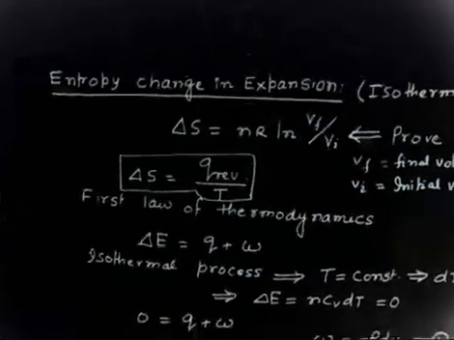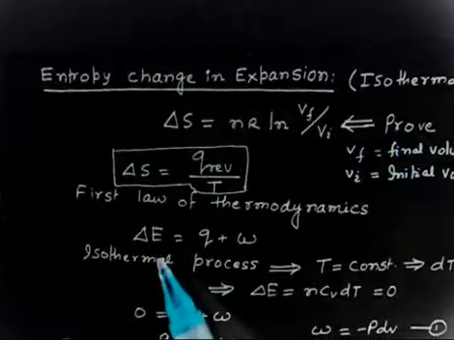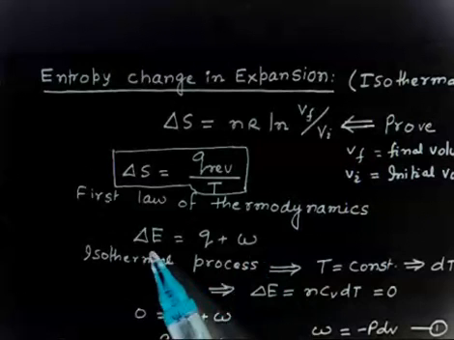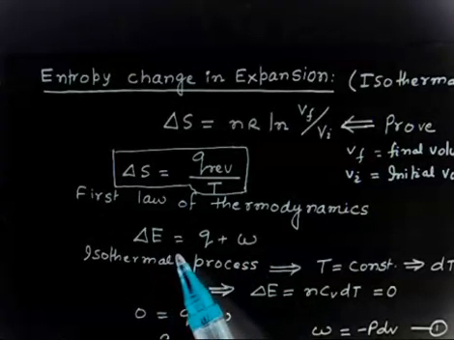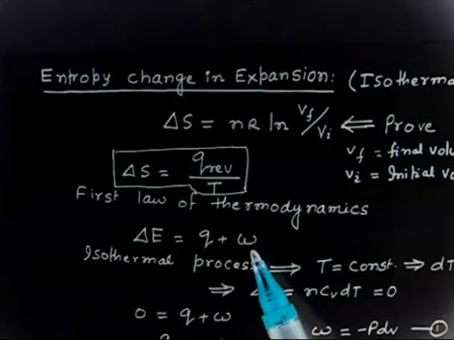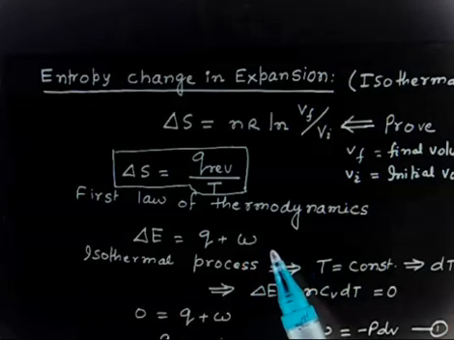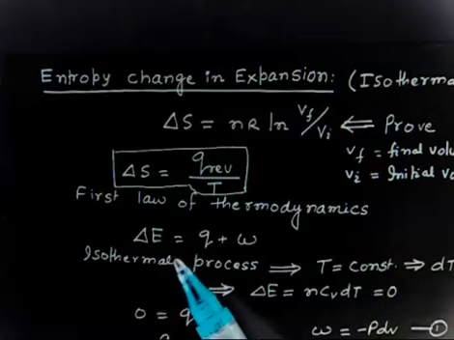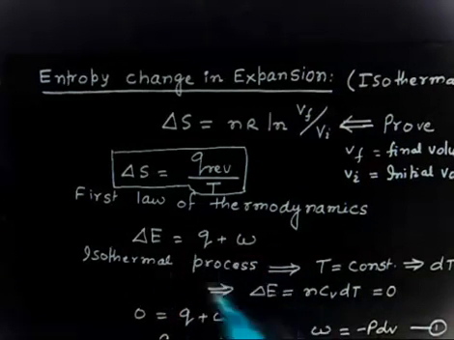What is the first law of thermodynamics? Delta E is equal to Q plus W. That is, the change in internal energy, delta E, is equal to heat change plus work done. Are you getting this or not? In this notation, heat given to the system is positive, work done on the system is positive, and change in internal energy is positive if it increases. So this is the convention I am following.